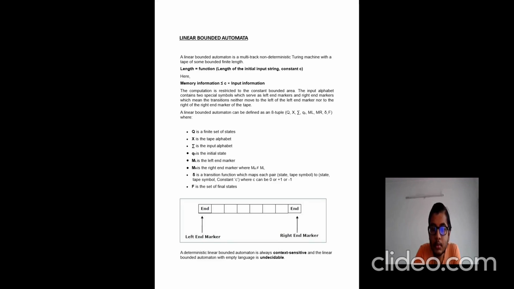The input alphabet contains two special symbols which serve as the left end marker and the right end marker, which means the transitions neither move to the left of the left end marker nor to the right of the right end marker of the tape.